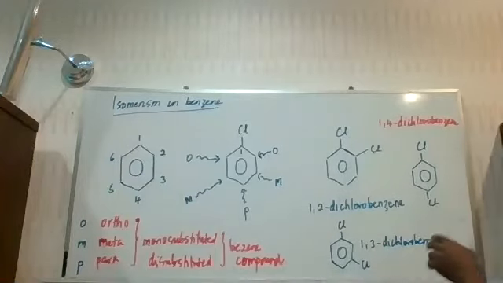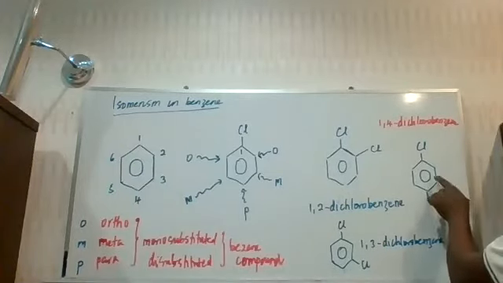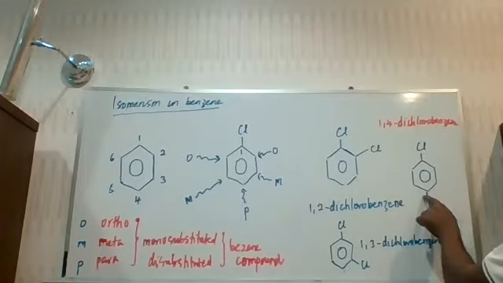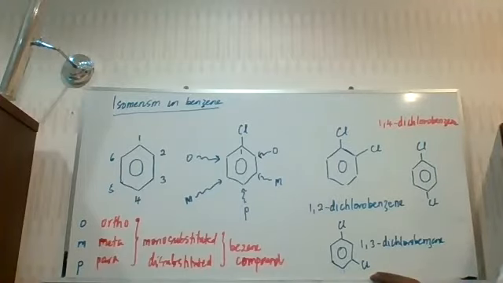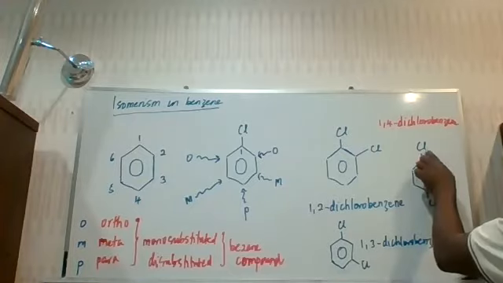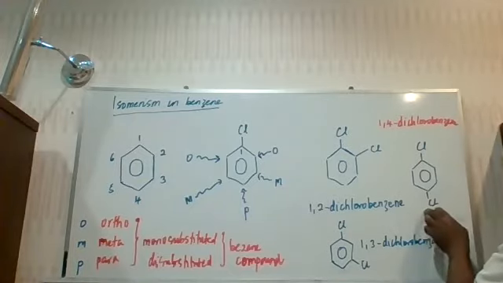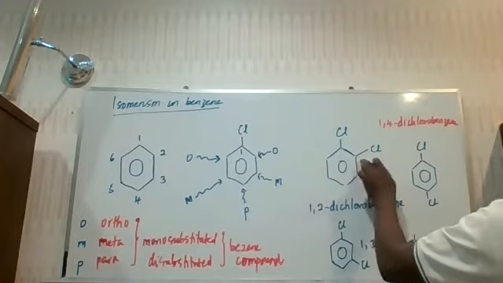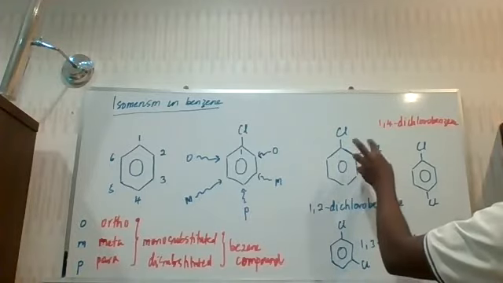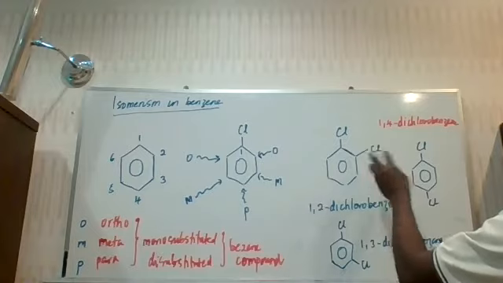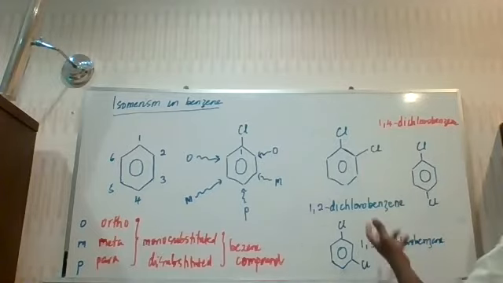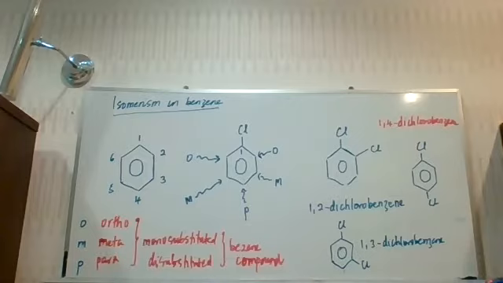All right, now this one was in the para position. And this one is in the meta position. The second substituent is in the meta position. The second substituent, this is considered the first substituent. Second substituent is in the para position. And the third substituent is in the ortho position. So from the ortho, meta, para, you can see they are in three different positions. And that is also a result of isomerism. So this knowledge is important.